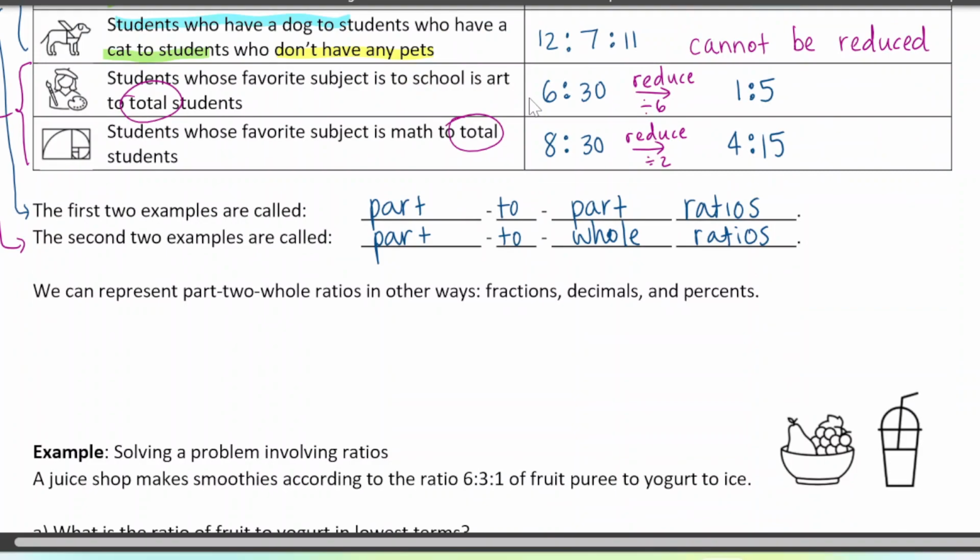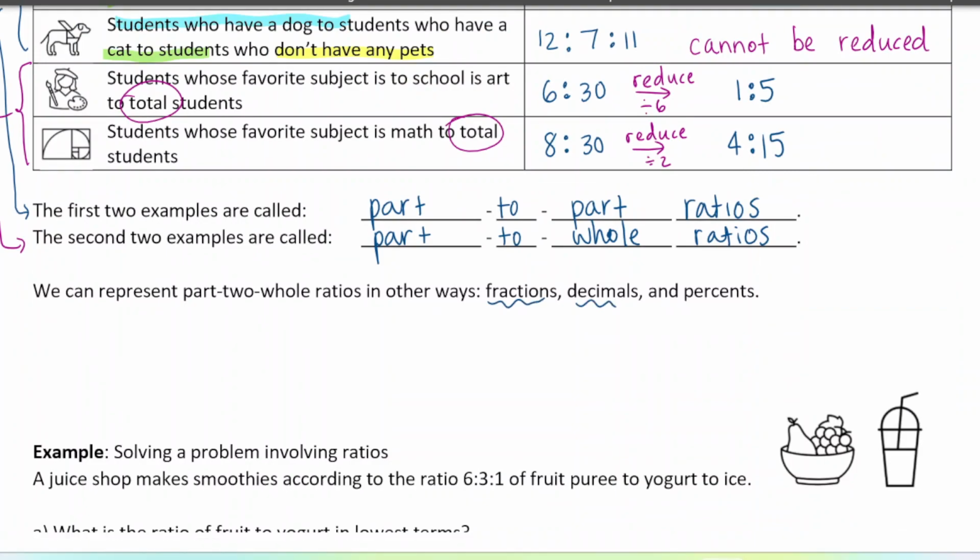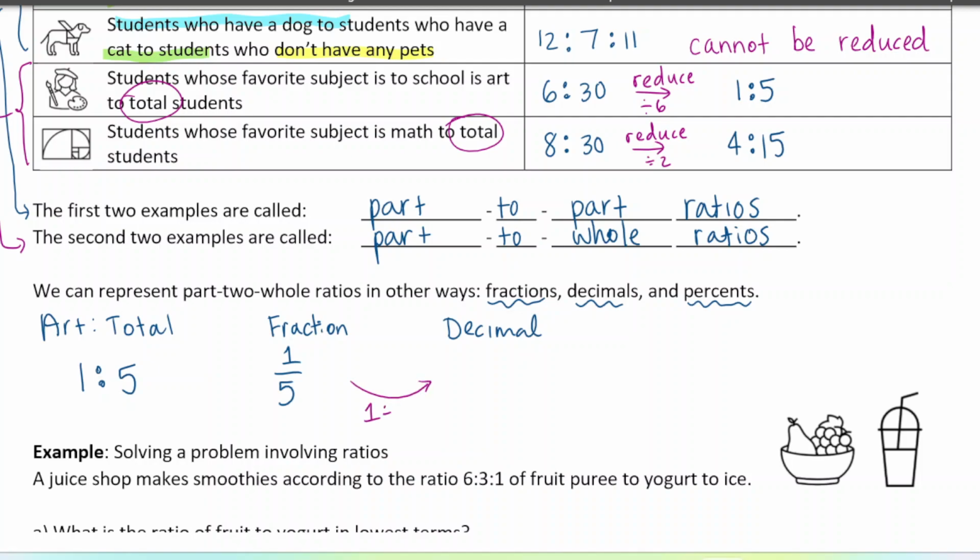So we can write part-to-whole ratios as fractions, decimals, and percents, and the whole number would go in the denominator. So let's just use our art students as an example. People who love art to the total, we said that was 1 to 5. Okay, so to write it as a fraction, you just simply turn it into a fraction. So you write the 1 on top and then the 5 on the bottom. So 1 out of every 5 students has art as their favorite subject. To write it as a decimal, you would divide those 2 numbers. So you would go 1 divided by 5, and you get 0.2.